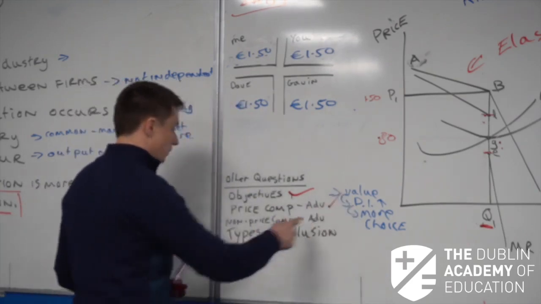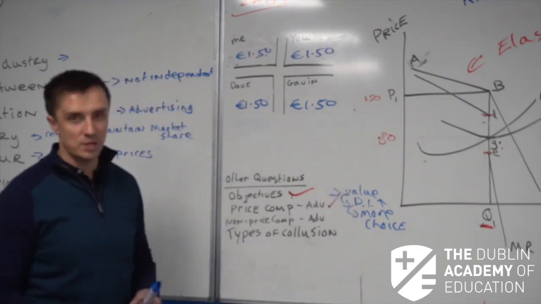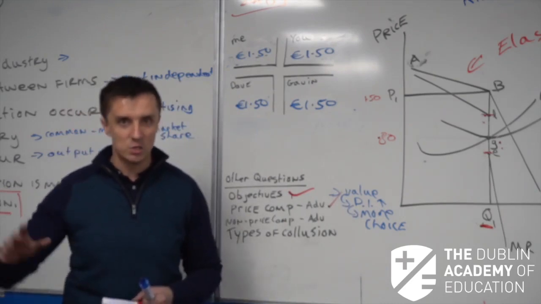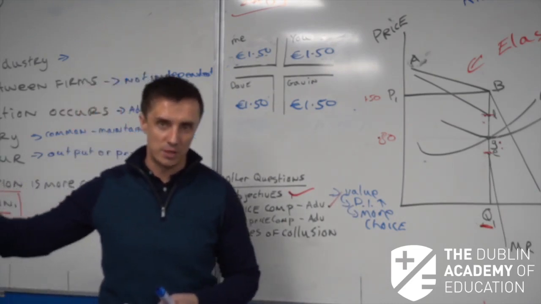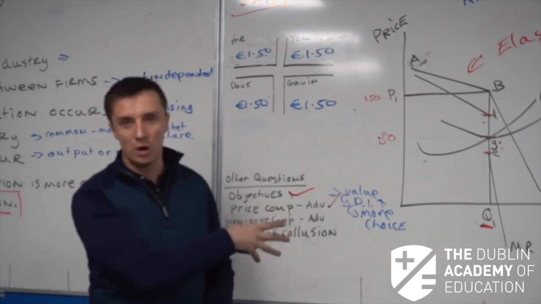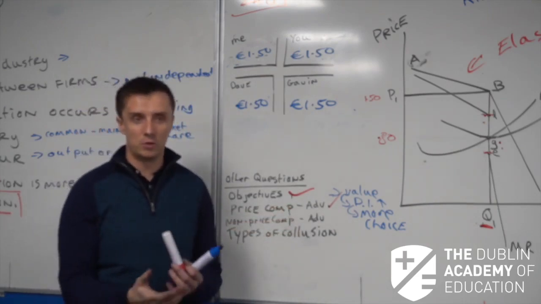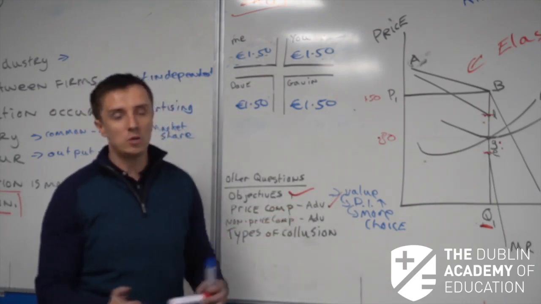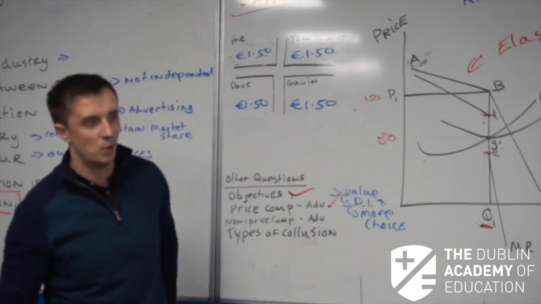Brilliant, that's that ticked off. Next one then, guys, we'll look at non-price competition. So remember again, non-price competition is when you're competing on methods other than price. We saw price competition based on the price war. Non-price competition is when you're competing on the quality of your service, and you can do non-price competition in a few ways.